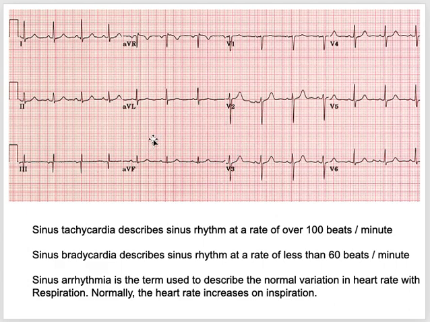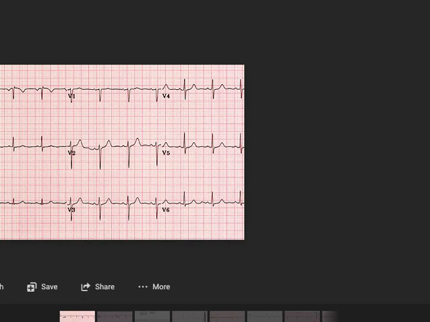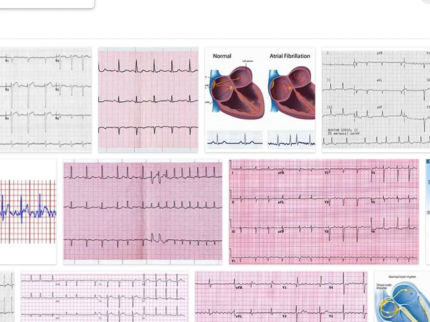Now, for example, there is something called atrial fibrillation. What is atrial fibrillation? Again, I will show you an ECG of atrial fibrillation. Atrial fibrillation is a term used to describe electrical activity in the atria which is too fast. The atria are contracting at a very, very enormous speed, like 350 beats per minute, 400 beats per minute, right?